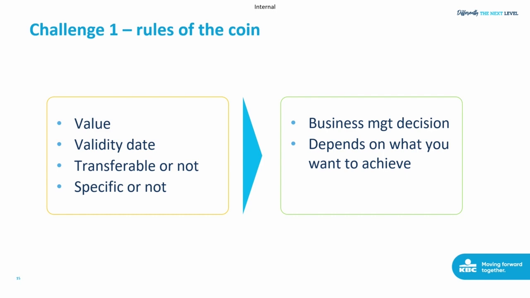Also whether it's transferable or not. Can I transfer it within my family, or can I transfer it to friends? Is it specific or not? Can you use it for multiple products, or is it only for one of the products? These are all business questions. Business management has to decide what we want to achieve together with marketing, together with the sales organization. How do we want to use this coin, these mechanisms to create loyalty in customers, to reward them, to attract them to new products, to get extra revenue for KBC in selling products.